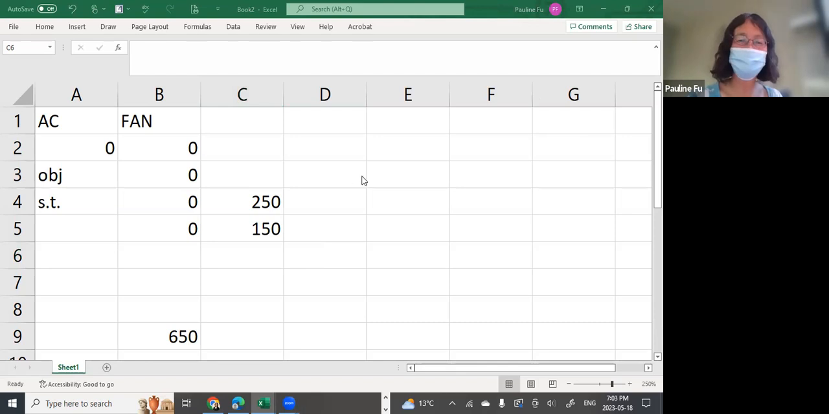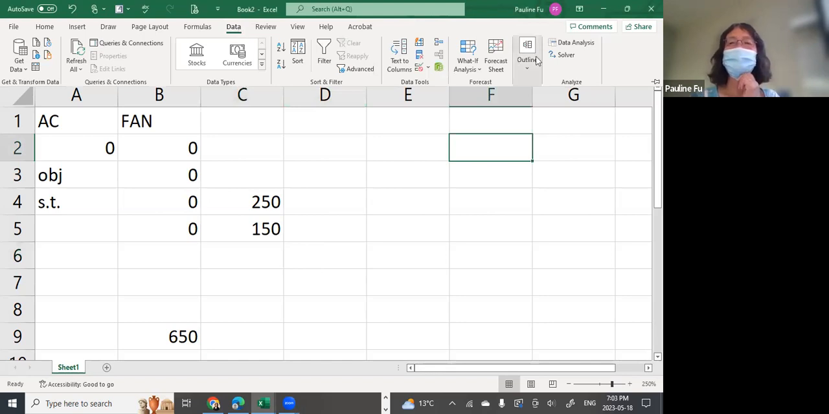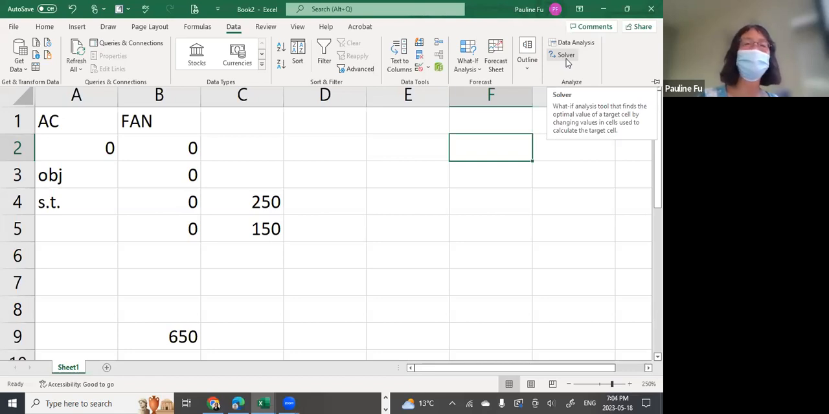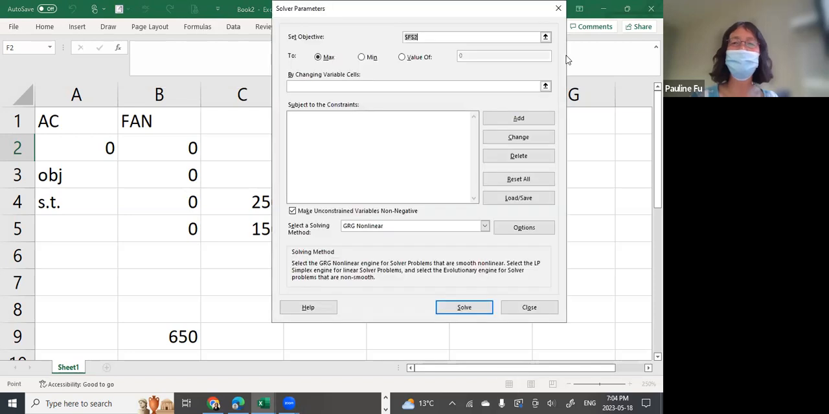Any questions so far? All right, once you set up this one, you use Excel Solver. So you go to Data, Solver. If you do not have Solver and you are using a PC, you go to File, Options, Add-ins. It's like how you add Data Analysis, okay? And if you are using a Mac, you go to Tools, and then you directly have Solver, okay? So I already added the Data Analysis add-in, so I'll just directly click Solver.